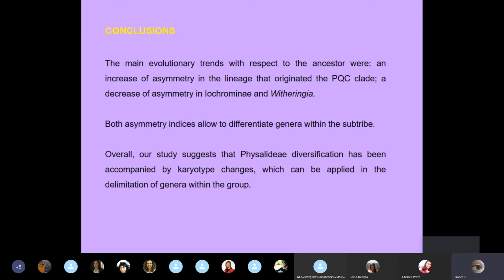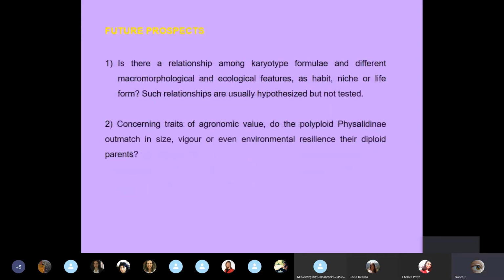However, to complete the chromosome evolution picture within Physalidae and confirm that asymmetry is a characteristic of only the PCQ clade, more karyotype studies are needed in the remaining clades of the subtribe, especially in the Asian ones, like Physaliastrum. Chromosome number and morphology are still unknown for Melicia, Quatresia, Brachistus, and also for the genera recently segregated from Physalis, Celtalia, Archiphysalis, and Darcianthus. Our results also give rise to questions for future prospects.